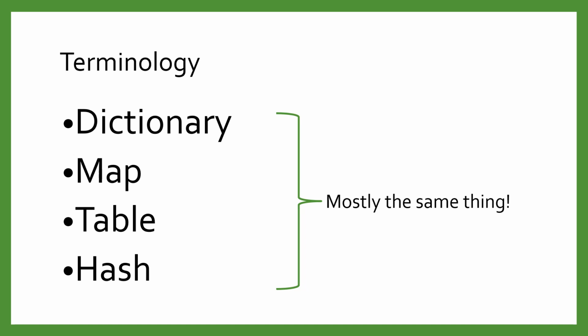A final minor note about dictionaries. Dictionaries are also sometimes known as maps, tables, or hashes. Although there are subtle differences in this terminology, the idea is still roughly the same each time.